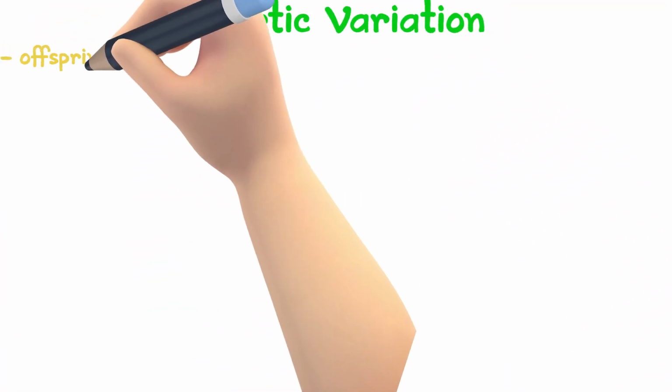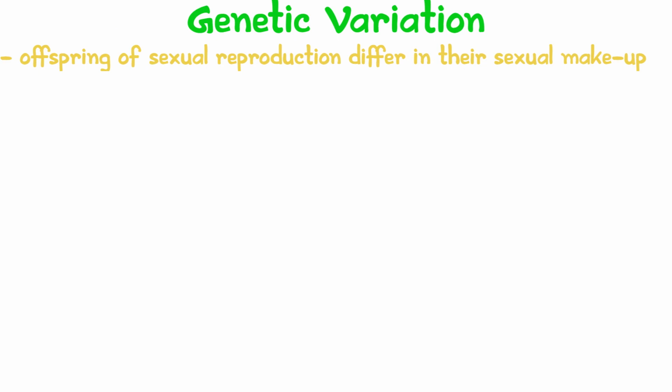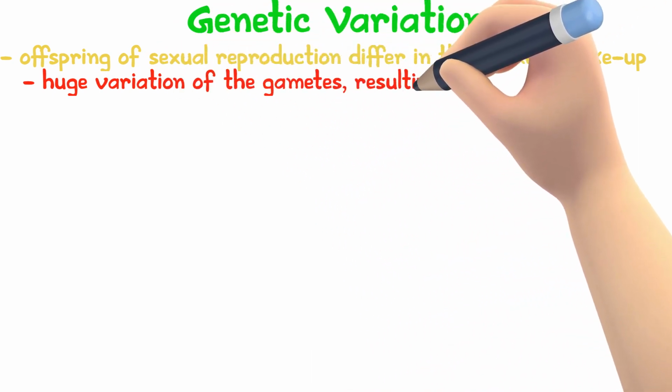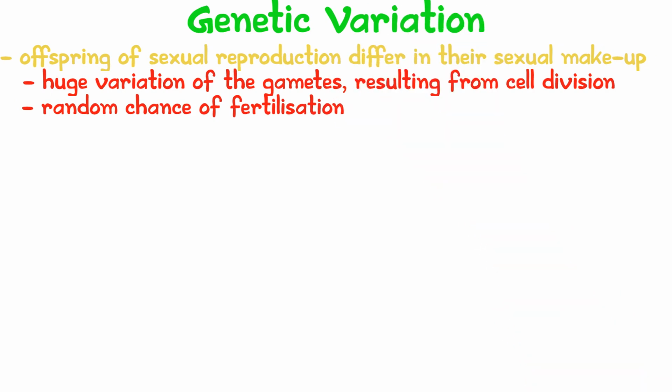The offspring from sexual reproduction differ in their genetic makeup because of genetic variation. There are two main reasons for this: the huge variation of gametes resulting from the cell division and the random chance of fertilization. That is, any one of the billion cells formed could fertilize any egg cell. These two put together would result in almost every individual being genetically identical.